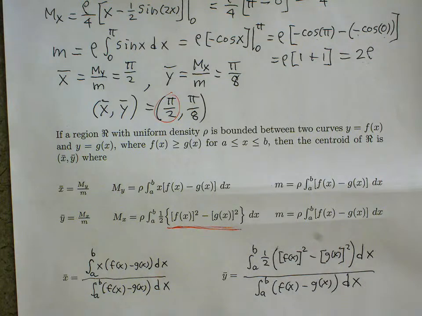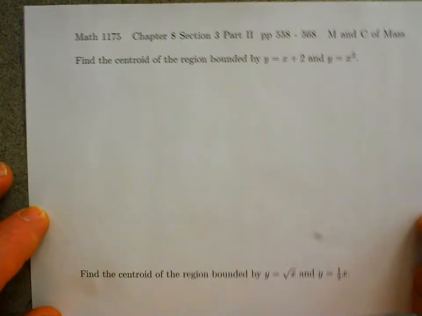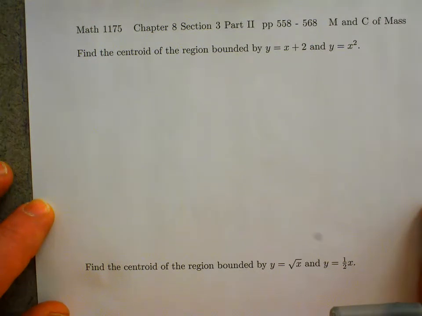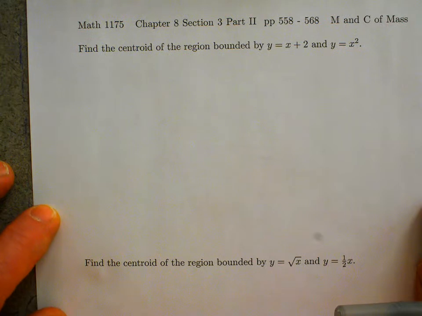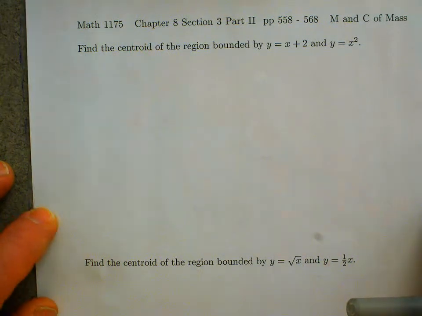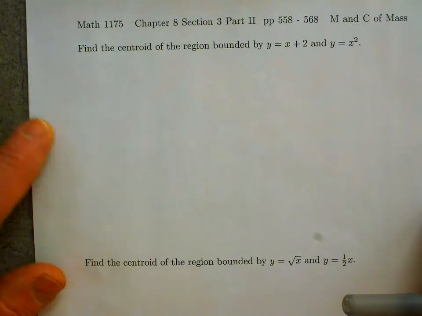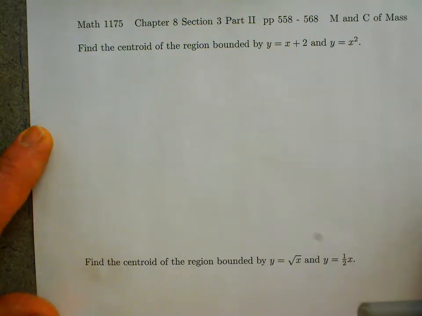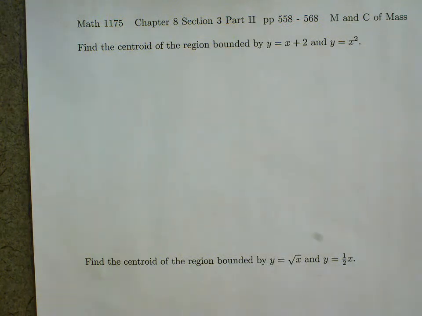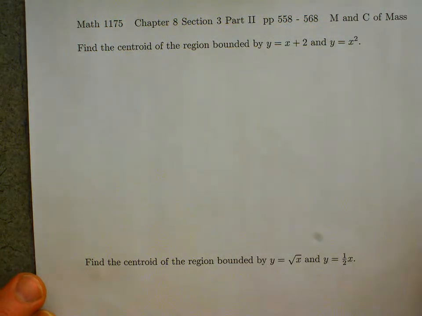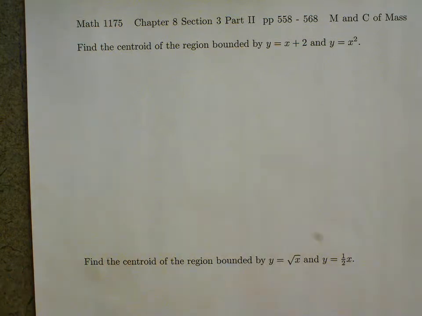Okay, we'll see how we do on the next example. In this one, find the centroid of the region bounded by y equals x plus 2 and y equals x squared. So we have two functions, one is our g of x and one is our f of x. And there's nothing said about the interval that we're going to compute definite integrals over.